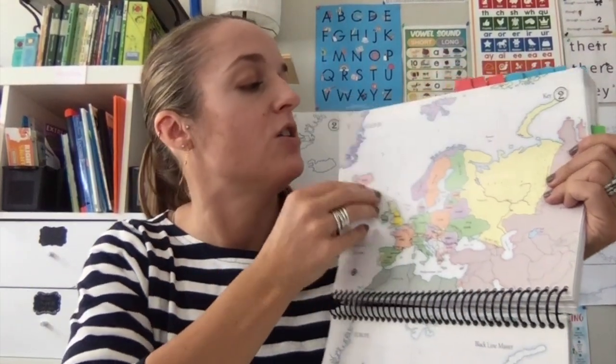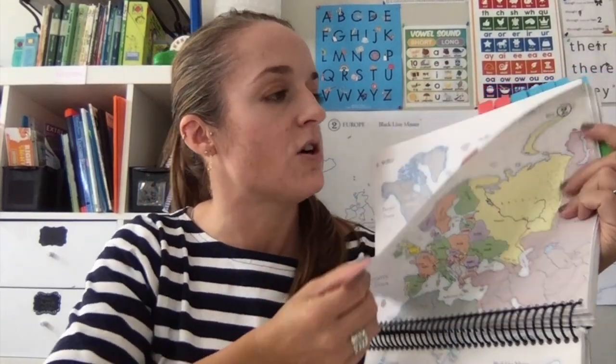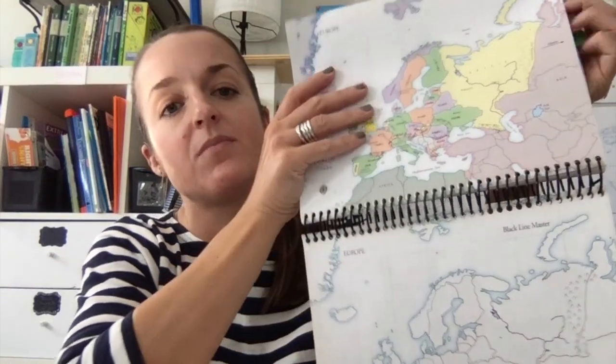Continuing on, you will find the maps that we are using for this cycle, which are Europe and the world. So we have a colored and labeled map and a black line master map. Colored and labeled, black line master.